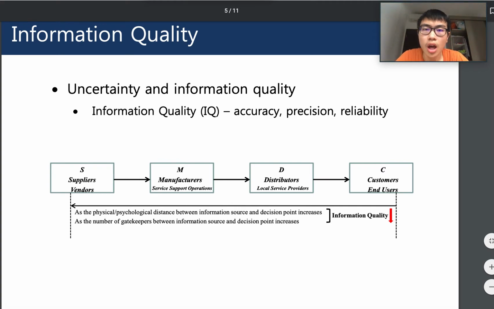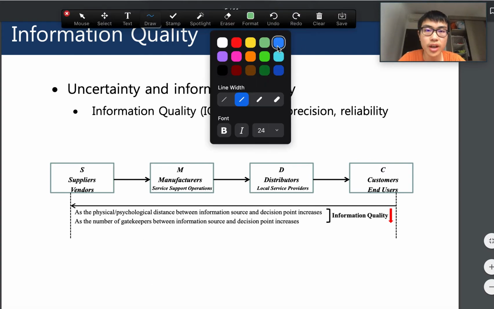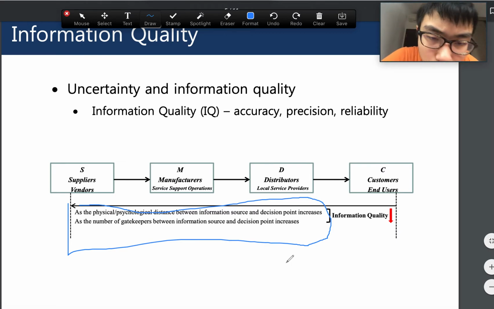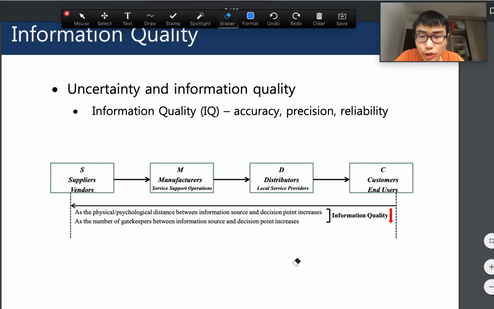So, what is the reason? As physical and psychological distance between information source and decision point increases, and as the number of gatekeepers between information source and decision point increases, this actually causes the bullwhip effect, that we have a kind of wavy inventory stocking phenomenon.